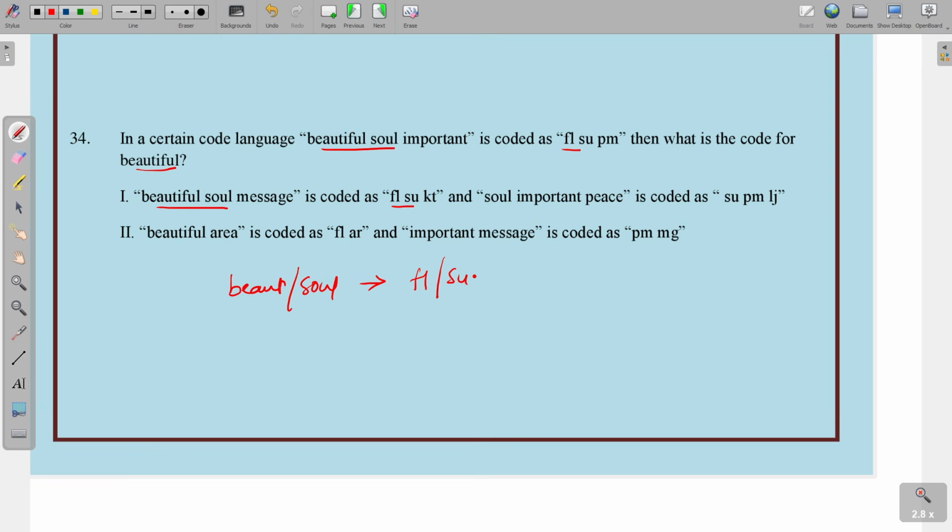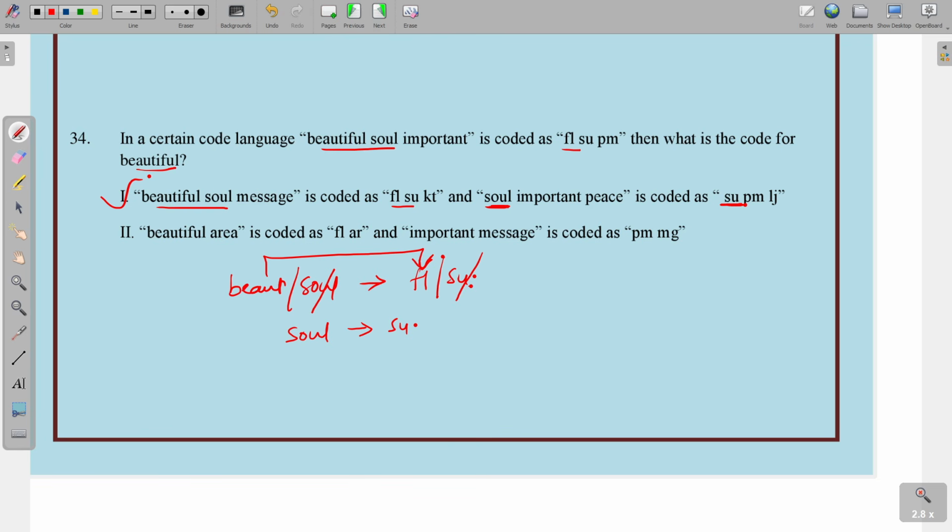Next, soul important piece is coded as SU, PM and J. So here soul is repeating and that is SU. So what is the code for soul? That is SU. If soul code is SU, then what about beauty code? That is FL. From 1 we are getting answer.